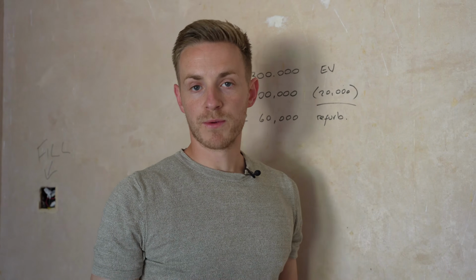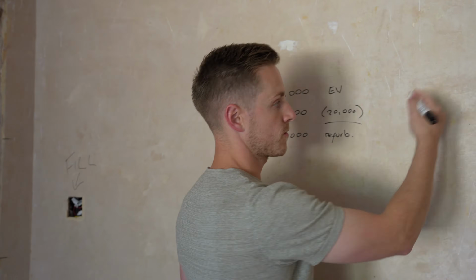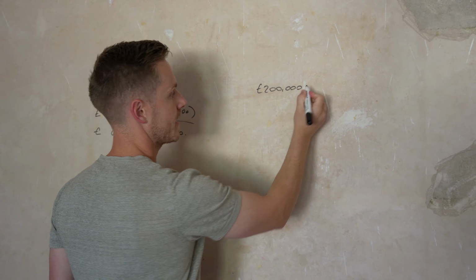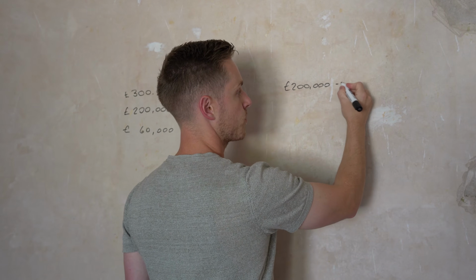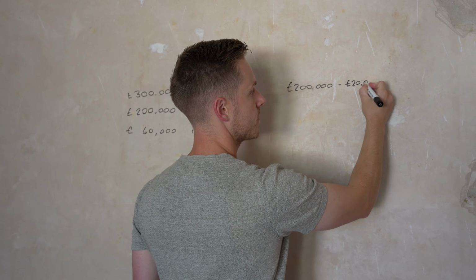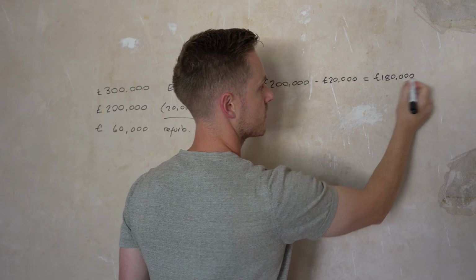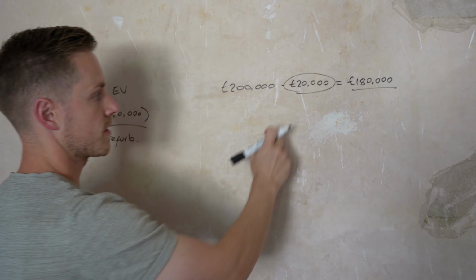Now this is the part where we work out how much equity we have in the property. So I'll move over here. We've got that £200,000 that we paid to purchase the property. We know that we put a £20,000 deposit in, which gives us 180,000 of mortgage, and we've got £20,000 of equity.